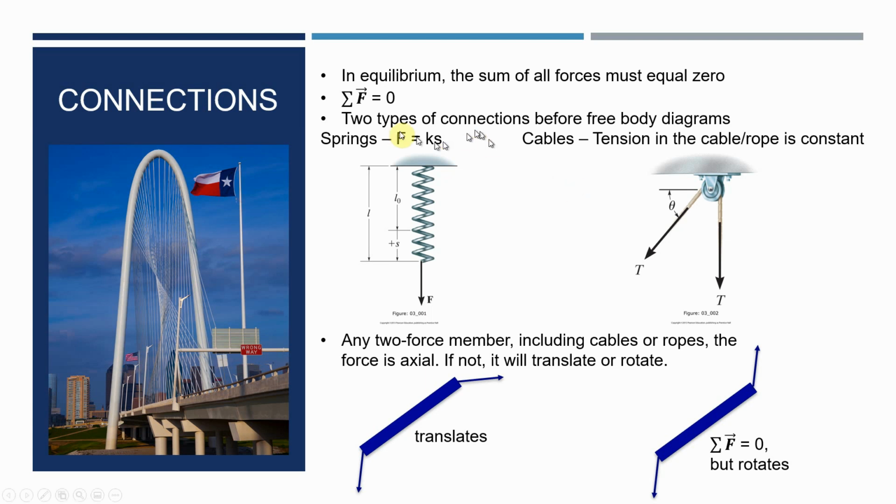Newton's first law. In equilibrium, all the forces have to equal zero. And this is a vector equation for that. There's a couple kinds of connections before we start on free body diagrams, and that's the spring. The force is Ks. Here's the diagram that goes with it. And cables, ropes and cables.